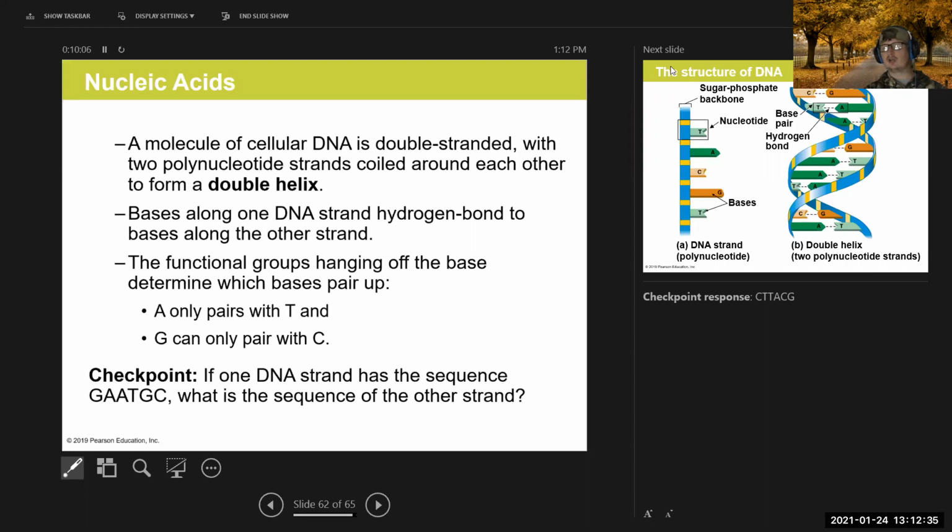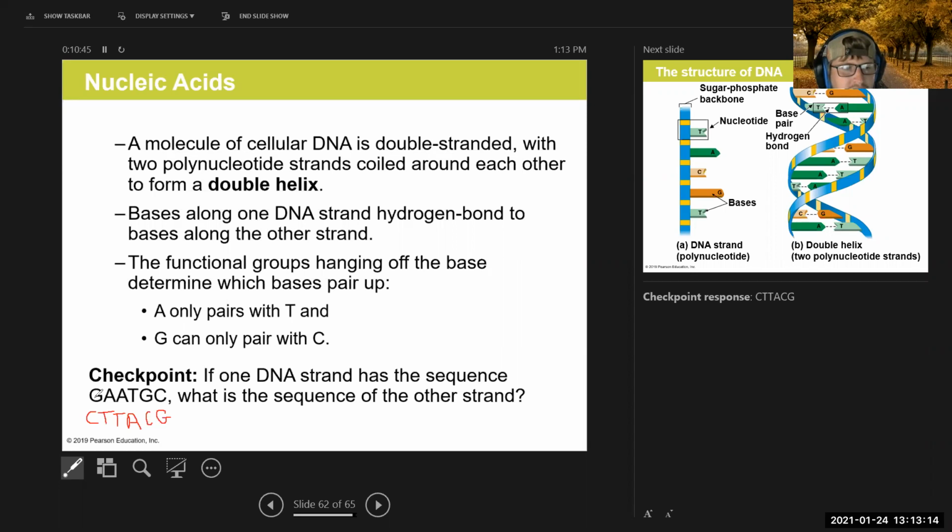Okay, and so if you have a DNA strand sequence that is GAATGC, what would be the sequence of the other strand? You can pause the video, go through this, and I'll give you the answer in a second. Okay, so hopefully you were able to figure it out. With this specific sequence, the sequence for the other strand would be C, T, T, A, C, and then G.